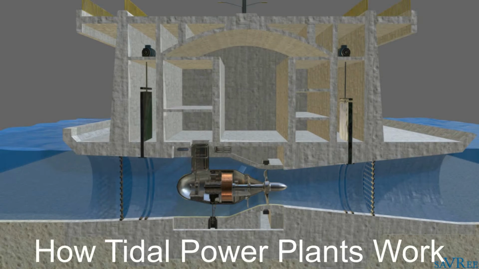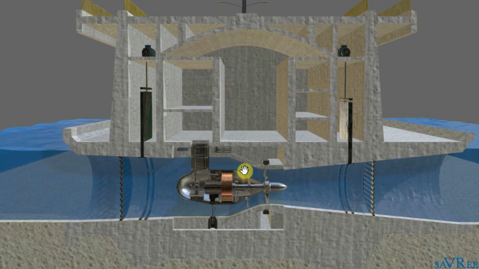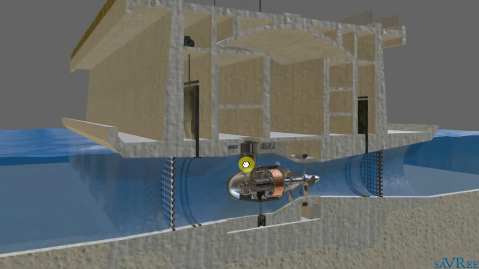In this video, we're going to look at a tidal power plant. We're going to look at how we can generate electricity using only the movement of water created by the tides. So here we have our tidal power plant.